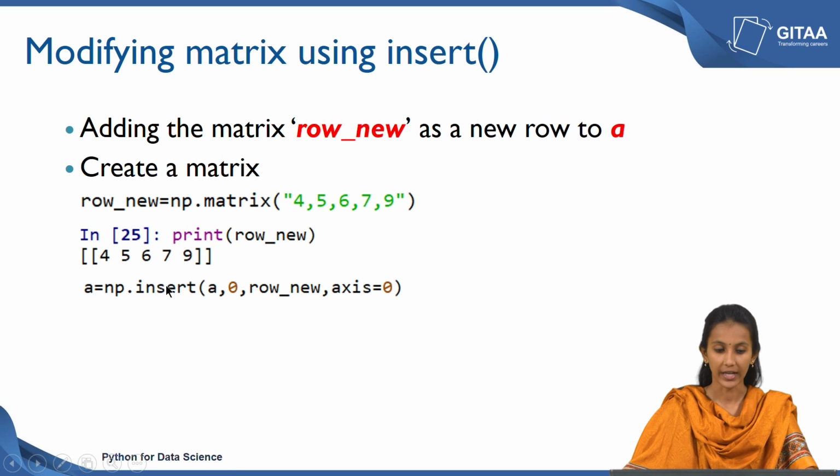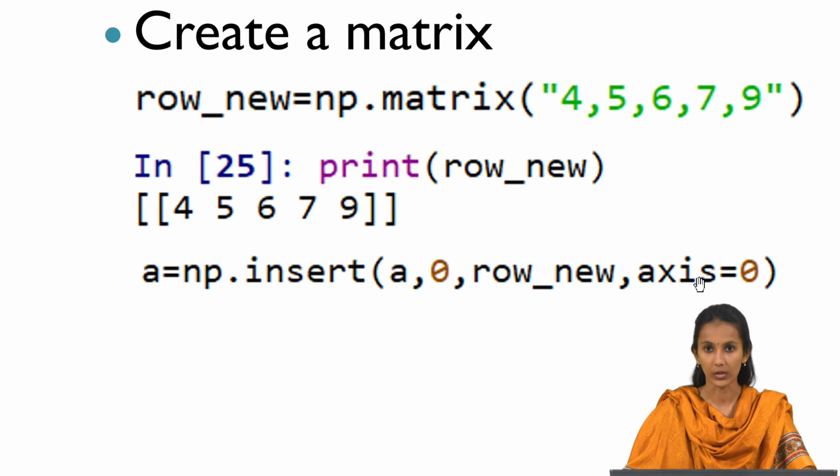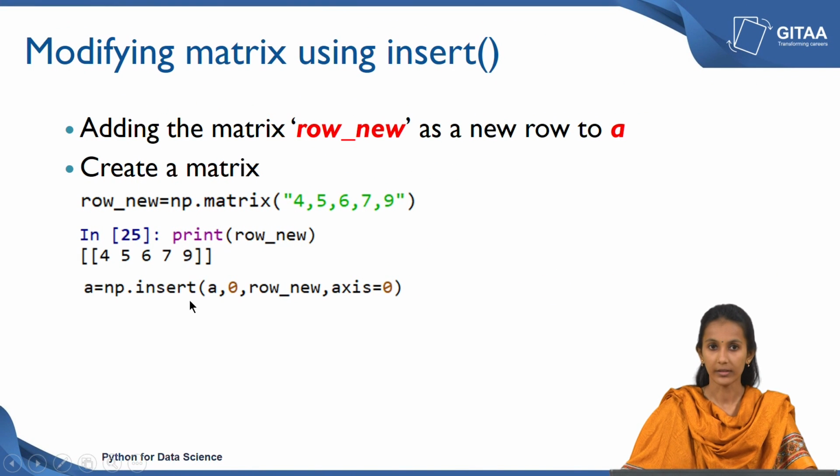So you can use the np.insert command. The existing matrix A, and here also I am adding at the 0th index position, and then the matrix which we have created now, which is row_new. Since we wanted to add row wise, you have to specify axis equal to 0. I am storing it back to the same matrix A now. So let's see what is the output.